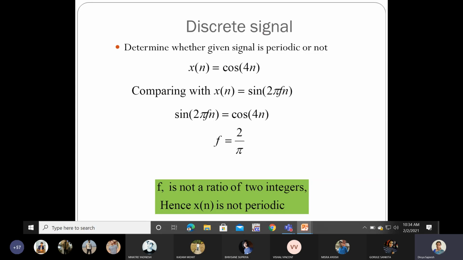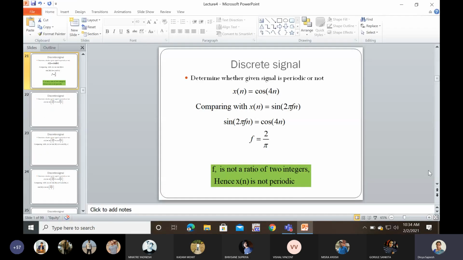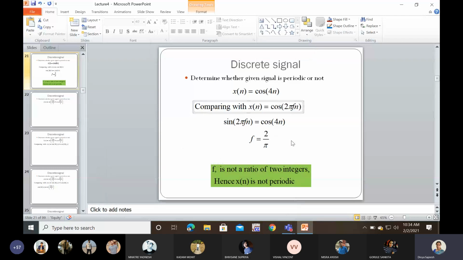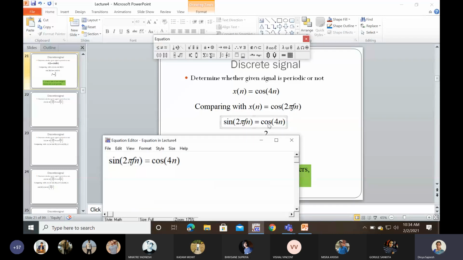In continuous time signals, we directly wrote that whenever it is cosine or sine, all such signals are periodic in nature. But here we have to check the periodicity using this formula. The general equation is not sine, you have to take it as cos 2 pi f n. Here also it is.